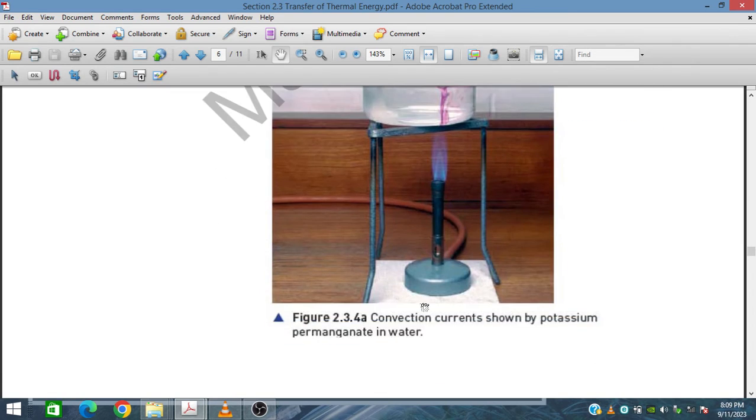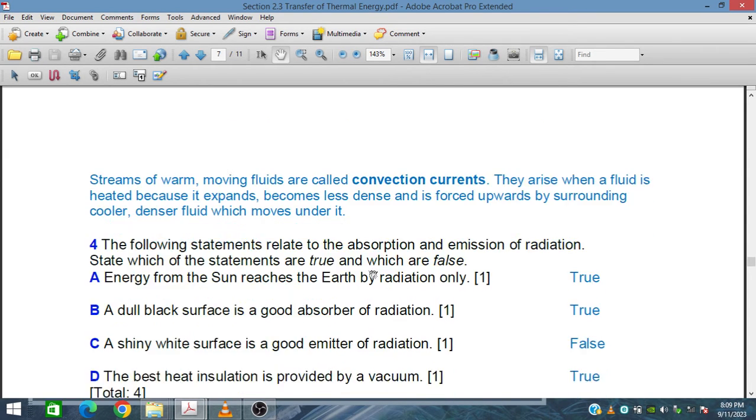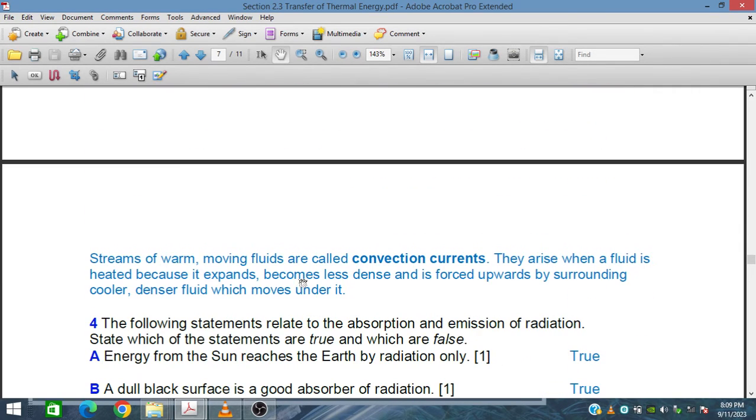This is because of convection. The streams of warm moving fluid are called convection currents. They arise when a fluid is heated because it expands, becomes less dense and is forced upward by the surrounding cooler, denser fluid which moves under it. So these are convection currents.